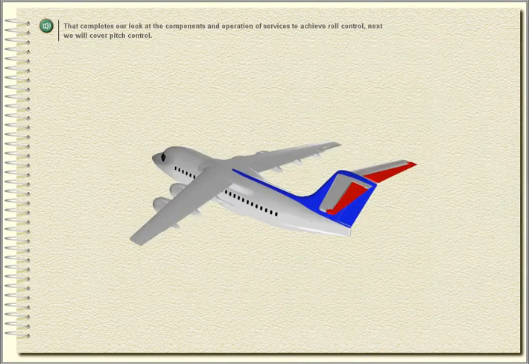That completes our look at the components and operation of surfaces to achieve roll control. Next we will cover pitch control.